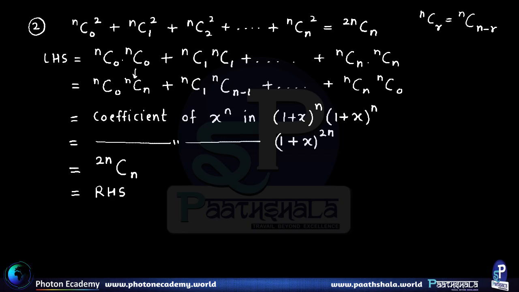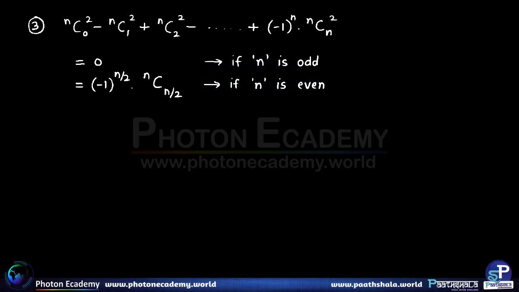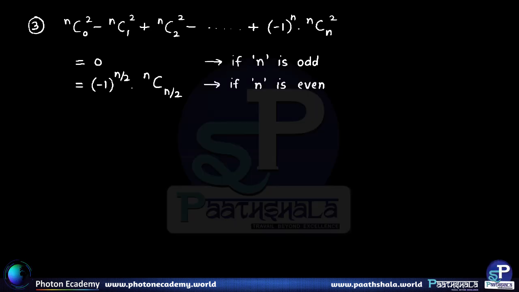Let's see one more result based on this. Now here if you observe, it's again having the squares of binomial coefficients, but now the signs are alternately plus and minus. So the result also depends on the nature of n, that is, if n is odd then this particular expression is equal to 0, whereas if n is even then the answer is (minus 1) raised to n by 2 into nC(n by 2). Now let us see how we can prove this.